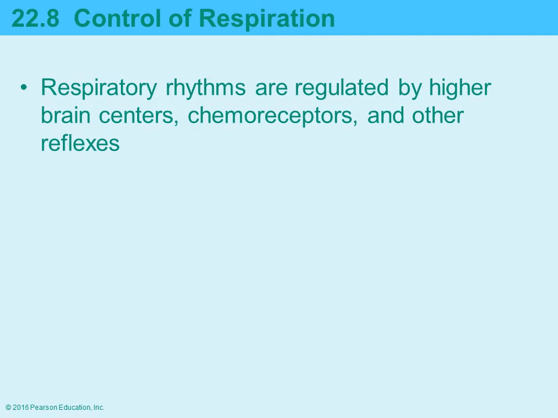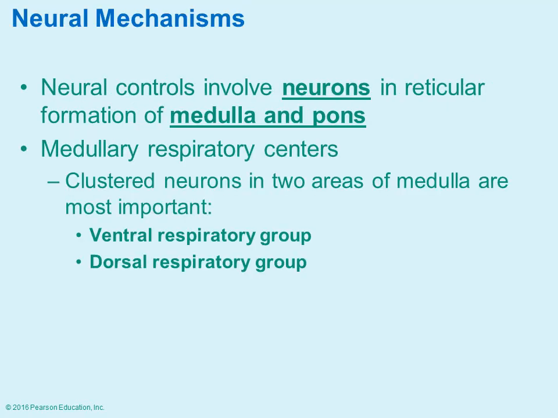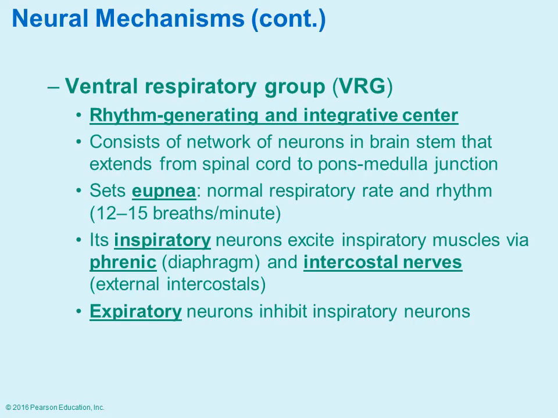How do you control the rate of respiration? It's going to be controlled by different centers in the brain, other reflexes, and there are receptors throughout the body that are picking up changes. In terms of the neural mechanisms, it's going to be typically in the medulla and the pons that are helping to control the respiratory rate. The normal respiratory rate and rhythm is about 12 to 15 breaths per minute.